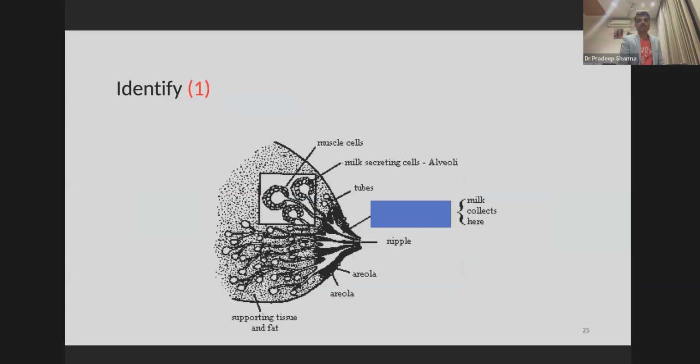So what is this part of the breast called where the milk gets collected? So the baby sucks on the areola, not on the nipple, so that milk enters the baby's mouth. Baby should not suck on the nipple but on the areola, so that he presses on this structure, which are the lactiferous sinuses. Okay.